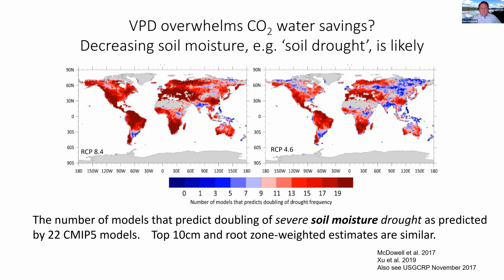Here's another example of an impact. VPD seems to overwhelm the CO2 benefits of water savings, at least in the 22 CMIP5 models that were analyzed, this was led by Chonggang Zhu. You can see definitely the number of models that predict a doubling of drought frequency. Now this is soil drought, increasing in the red colors. And so clearly a lot of the landscape in the future could have a significant decline in soil moisture on average, and particularly during dry periods.